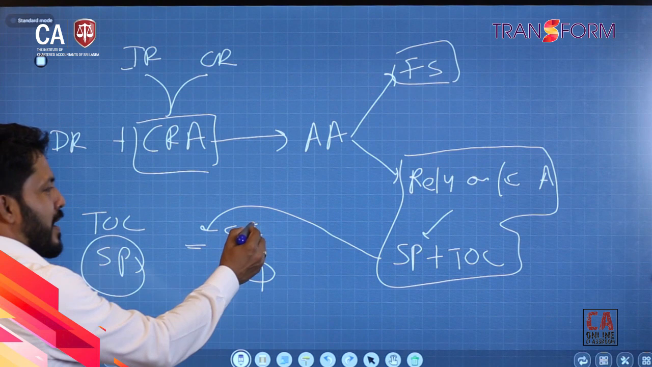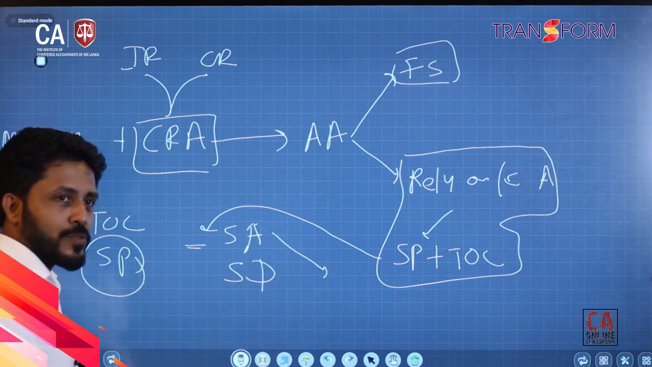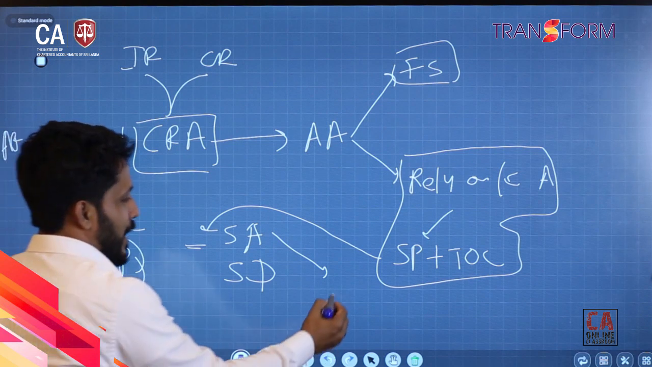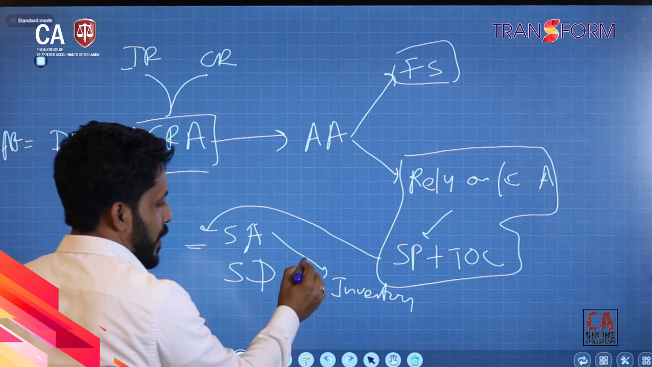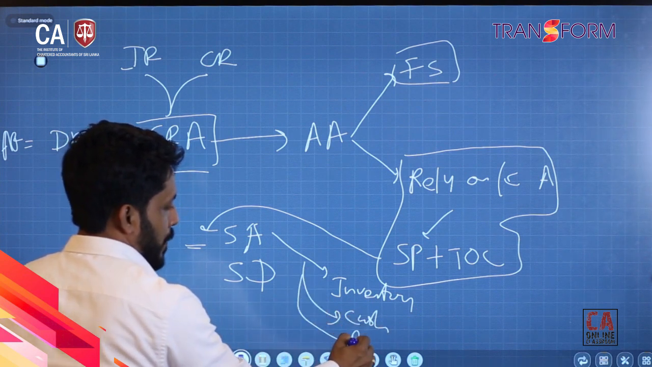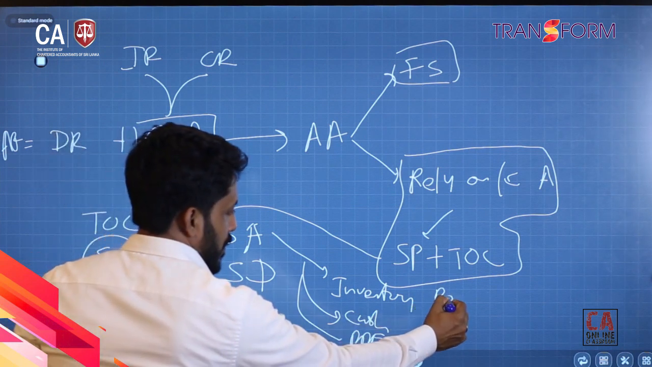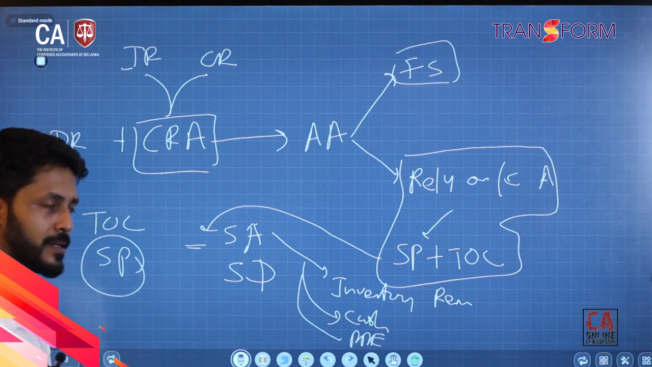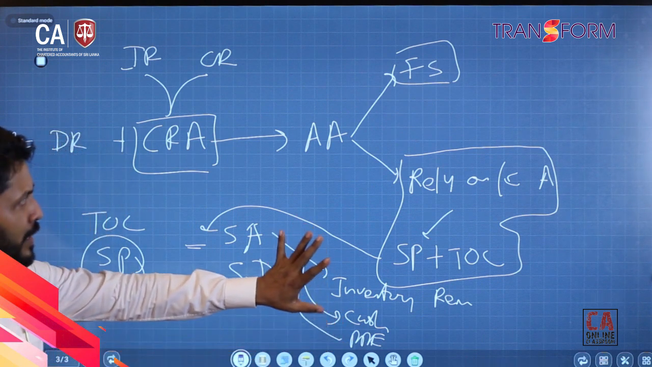So then, for example, what are they? Significant accounts, we have already discussed inventory, cash, PPE, receivable, right? Once you are doing this, you can recall your memory.